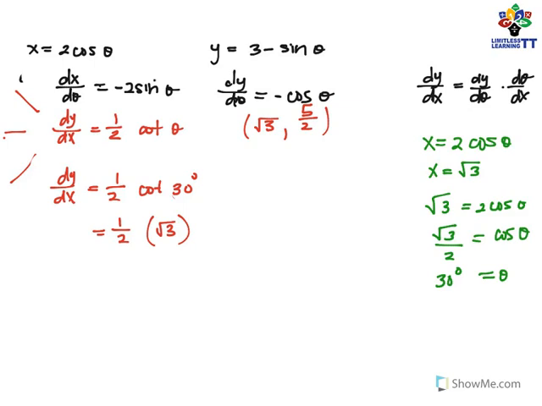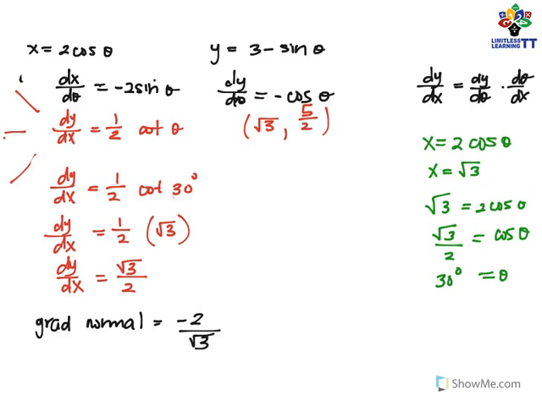Right, so now I know that my gradient dy/dx, this is of the tangent line, is going to be square root of 3 over 2. And so that means that the gradient of the normal has to be equal to -2 over the square root of 3.